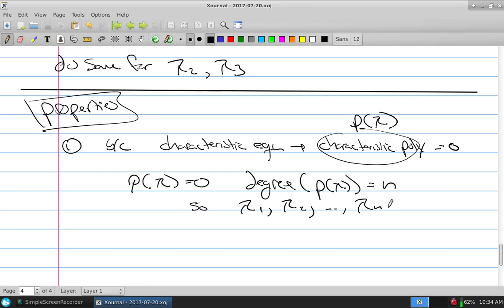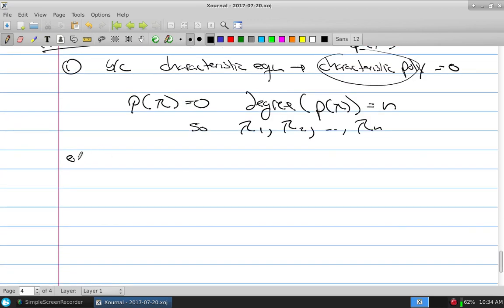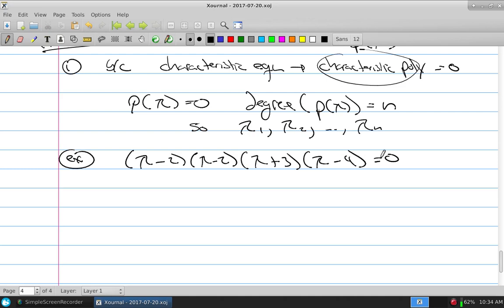No. If they occur, for example, if I take my polynomial and it ends up being lambda minus 2 times lambda minus 2 times lambda plus 3 times lambda minus 4 equals 0. This was a fourth degree polynomial, which means it had to have come from a 4x4 matrix, right? And I did all of my work on my determinant, it ended up being this. I find out that lambda 1 is what? 2. What's lambda 2? 2. What's lambda 3? Negative 3. What's lambda 4? 4.